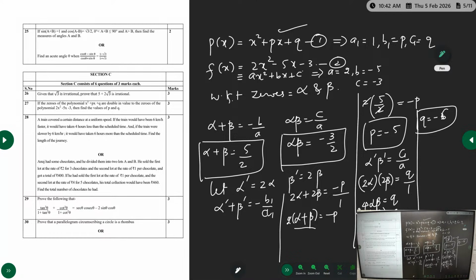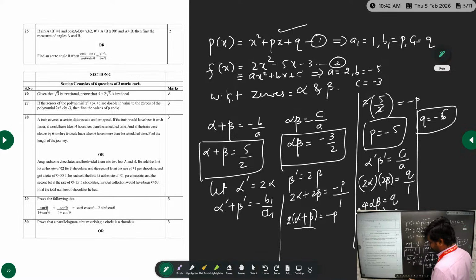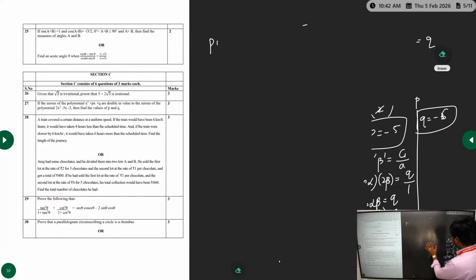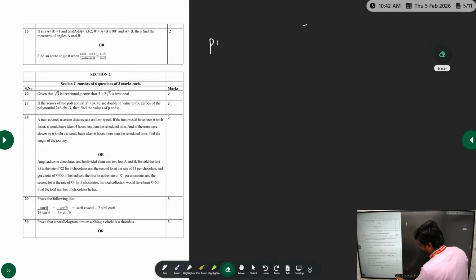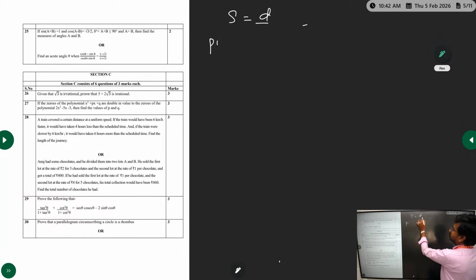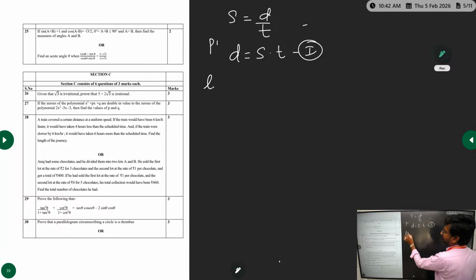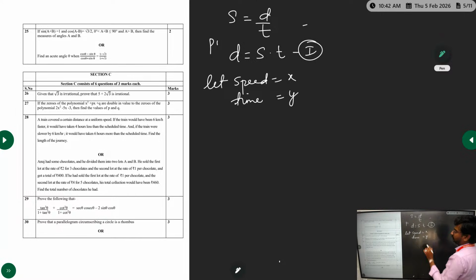We know that speed is equal to distance by time. So distance will be what? Speed into time. Equation number 1. Let speed be x and time be y. So distance will be x into y. Equation number 1.